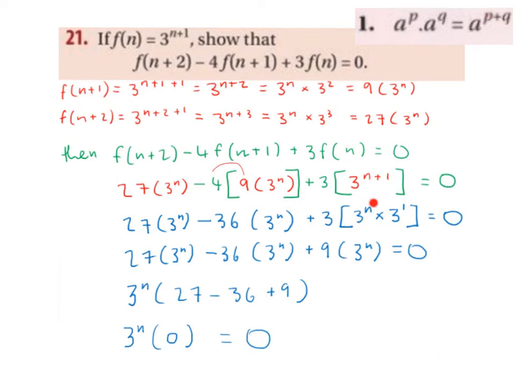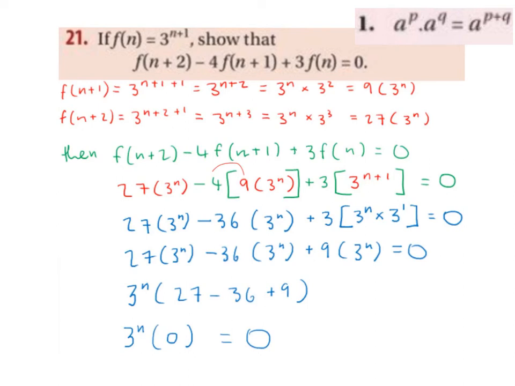So 3 to the power of n multiplied by 3 to the power of 1 would give us 3 to the power of n plus 1, because when we multiply powers with the same base, we add the powers. So we work backwards, and 3 to the power of n plus 1 breaks down to 3 to the power of n times 3 to the power of 1.